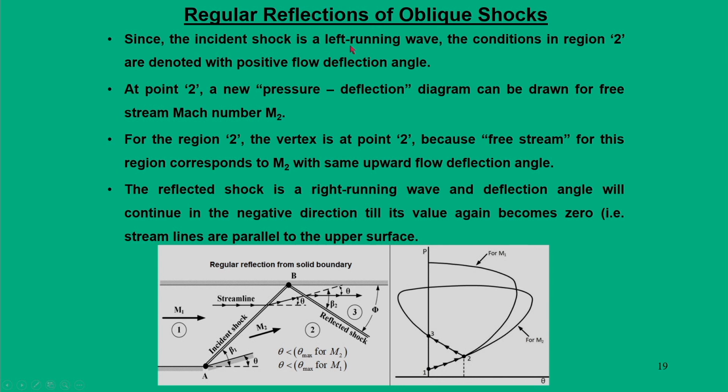And here the incident shock is a left running wave, because of which the condition in the region 2 is denoted with positive flow deflection angle. So, point 2, and once you know this point 2, we can draw another p theta diagram corresponding to the Mach number M2. For the region 2, the vertex is at point 2, because the free stream for this Mach number is M2 with the same upward flow deflection angle. But the reflected shock is a right running wave. So, the flow deflection angle will continue in a negative direction, till its value again becomes 0, that is, the trim line becomes parallel to this upper wall.